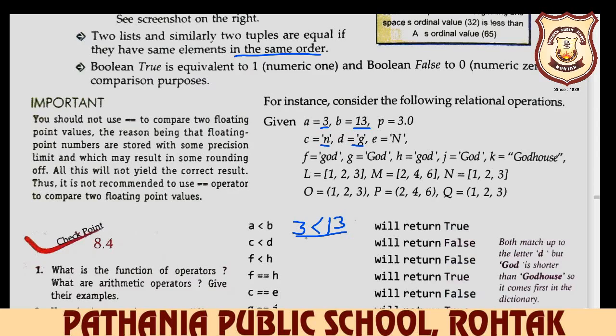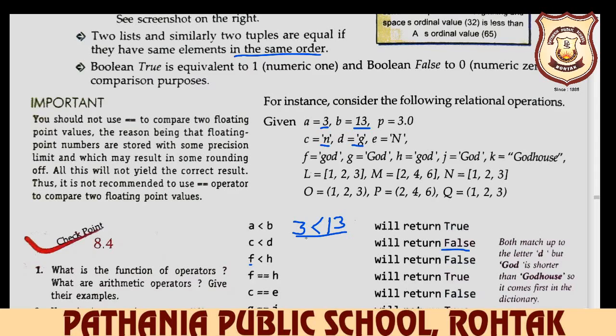So what comes first? G comes first. So your g is greater than n. No, n is greater than g. So its answer is false. So relational operators work with numbers, with strings also, and with lists and tuples also.